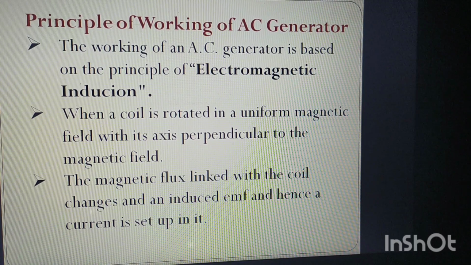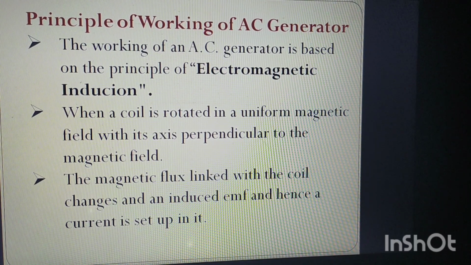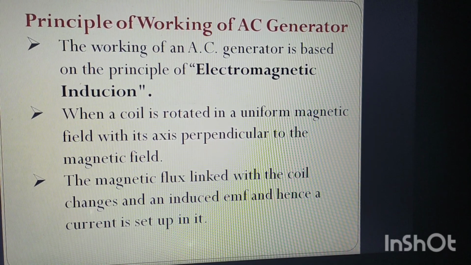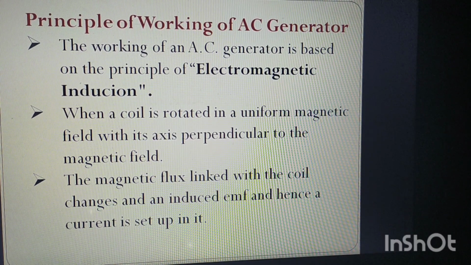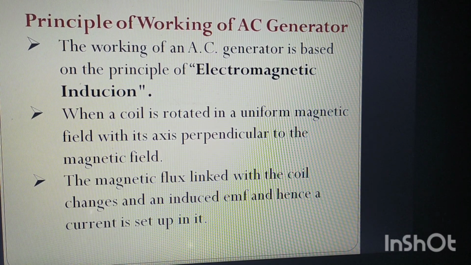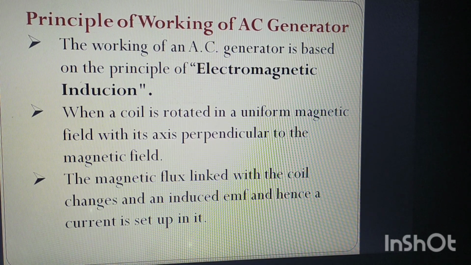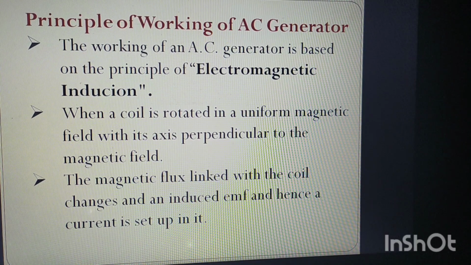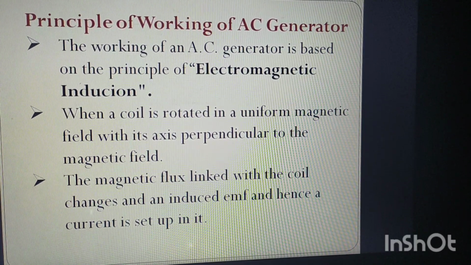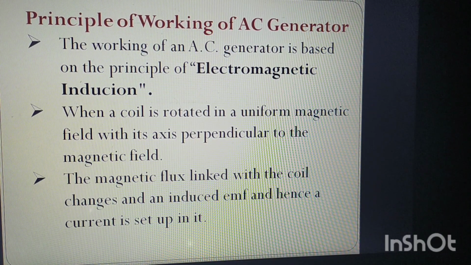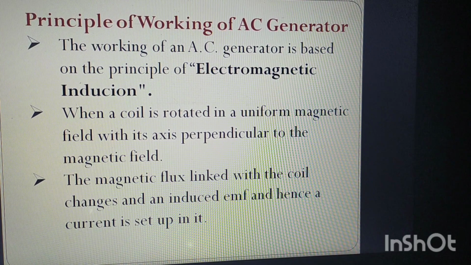What happens when the magnetic field is changing? The magnetic flux linked with the coil also changes. And we already know what happens when there is a change in magnetic flux. An EMF is induced in the setup, and due to this induced EMF, a current is produced in the coil, or the setup that we are using.